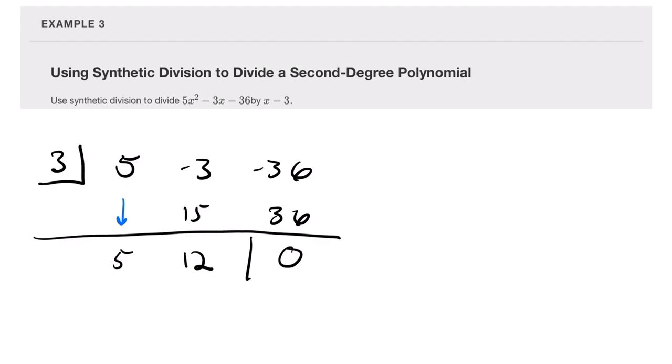So if we started with a degree 2 polynomial, this result is called the depressed equation. It drops by 1 degree. So now this is a degree 1 polynomial. So we have 5x plus 12. The result is just 5x plus 12.